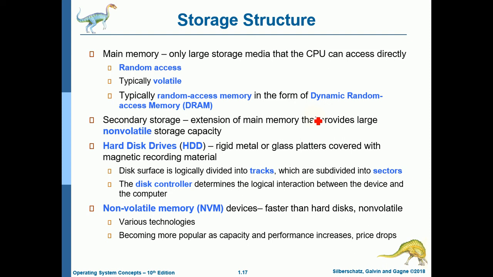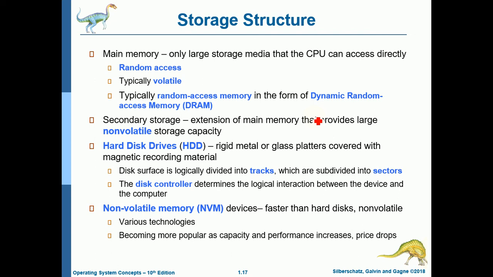Okay, next we have secondary storage. It is an extension of main memory that provides large non-volatile storage capacity. Hard disk drives, HDD, and non-volatile memory, NVM, fall under secondary storage. HDDs have rigid metal or glass platters covered with magnetic recording material. The disk surface is logically divided into tracks, which are subdivided into sectors.